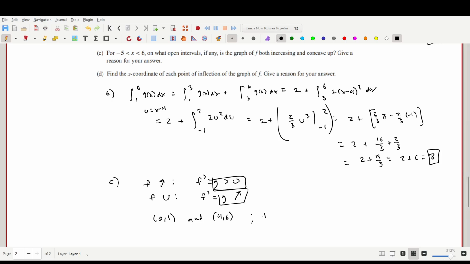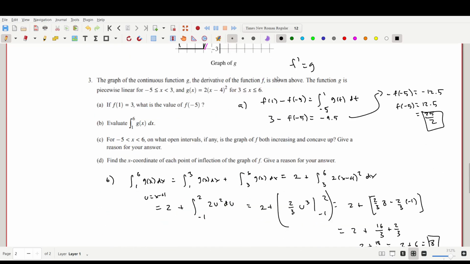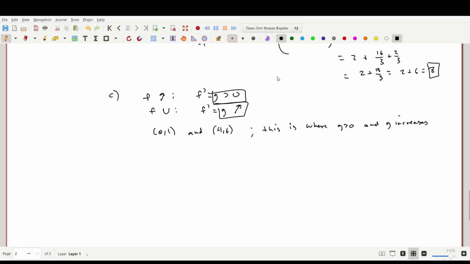I'd say the justification would be, this is where g is positive and g is increasing. Looks good. All right, D.